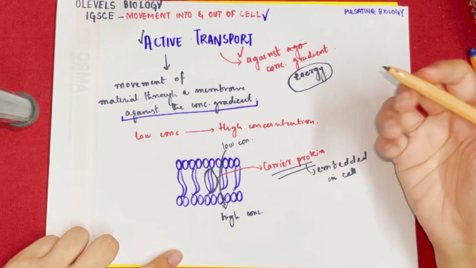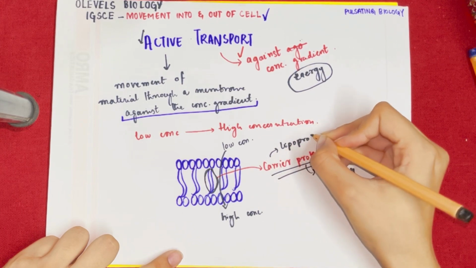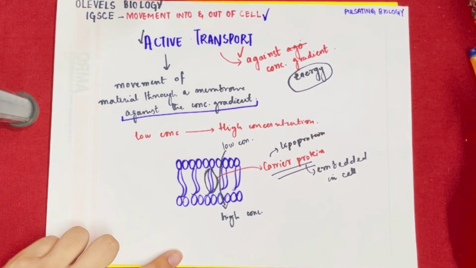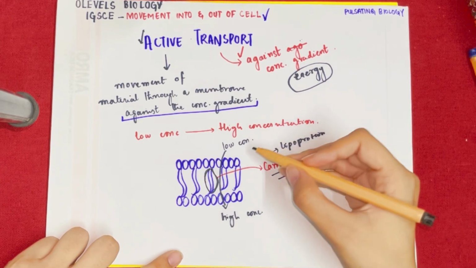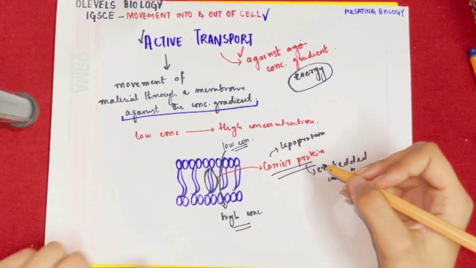These are basically lipoproteins. You can say most of the carrier proteins are lipoproteins and are synthesized in the rough endoplasmic reticulum. This is some of the extra information that you need to learn. So this is how it works: from the region of lower concentration to the region of higher concentration with the help of a carrier protein.